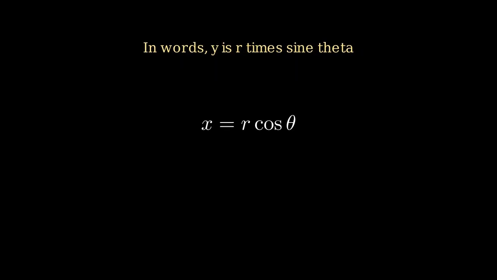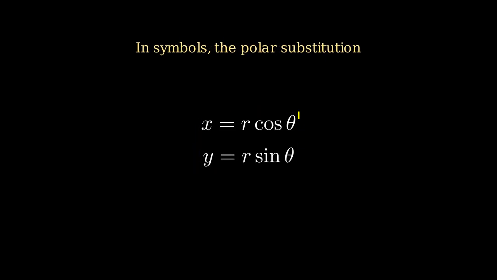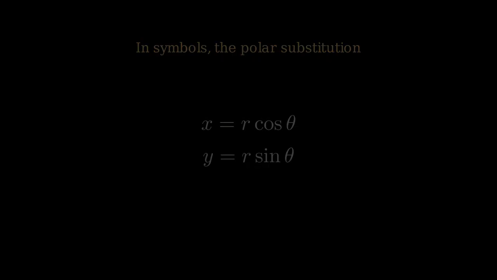Before we see any symbols, let's say the substitution in plain words. The value x equals r multiplied by the cosine of the angle theta. The value y equals r multiplied by the sine of the angle theta. In symbols, that is, x equals r cosine theta and y equals r sine theta.